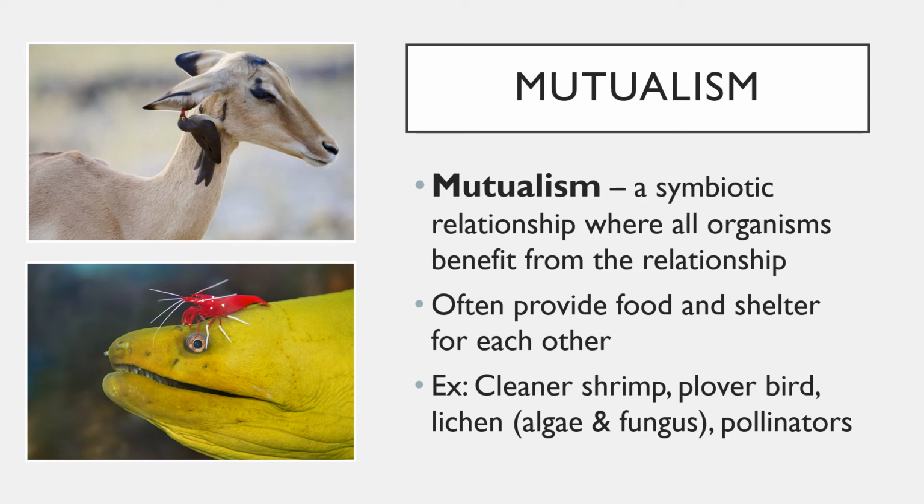So they often provide food for each other or shelter. Those are some common ones. They'll often help by removing parasites from each other. So an example would be this cleaner shrimp right here on the moray eel.